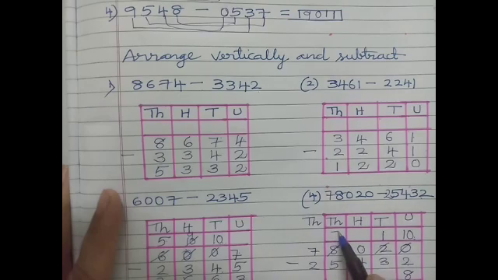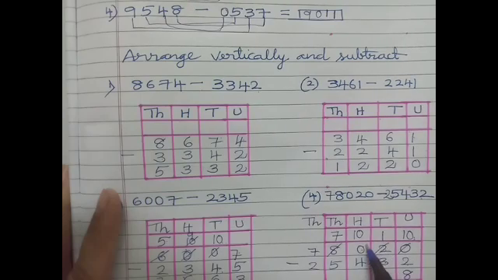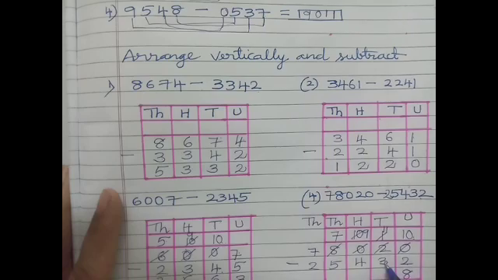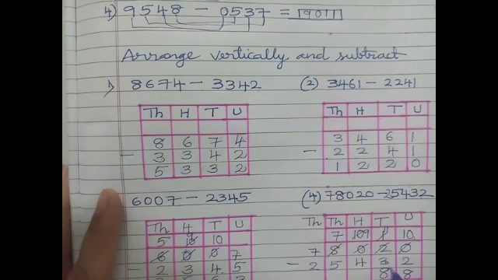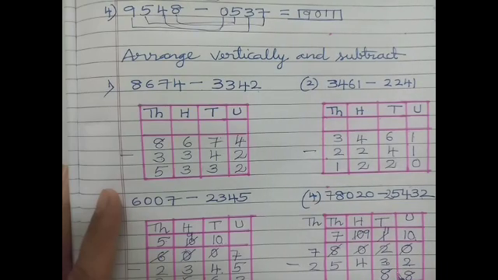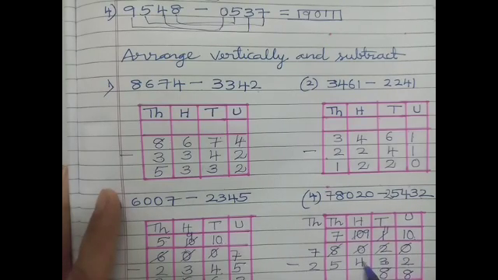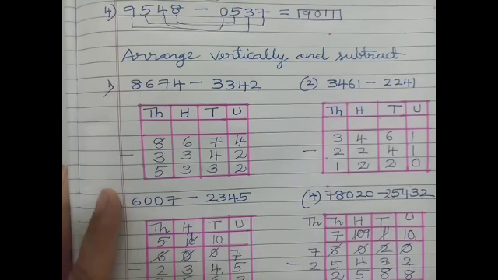8 minus 1 is 7. We are bringing 1 here. So this became 10. So from here we are borrowing 1 from here. So this became 11. 11 minus 3 is how much? 8. 8, 9, 10, 11. Okay. Next we have 9 minus 4 is 5. 7 minus 5 is 2. And 7 minus 2 is 5.